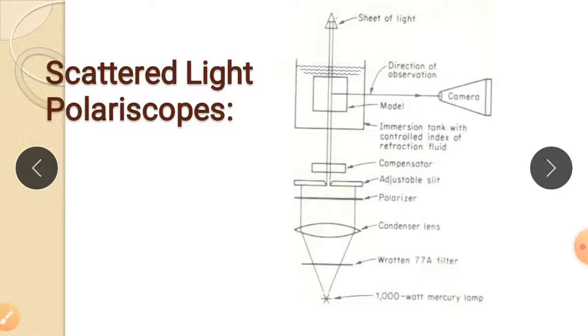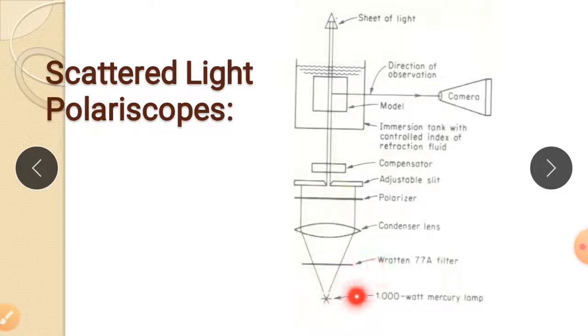You can see the schematic representation. We will understand it here. This is the lamp, which is a 1000 watt mercury lamp. Since scattering of light requires a high intensity light source, we take 1000 watt. But for the conventional type, we do not consider such a heavy mercury lamp for the source. Here we require the high intensity lamp if we want to get the scattering phenomenon.